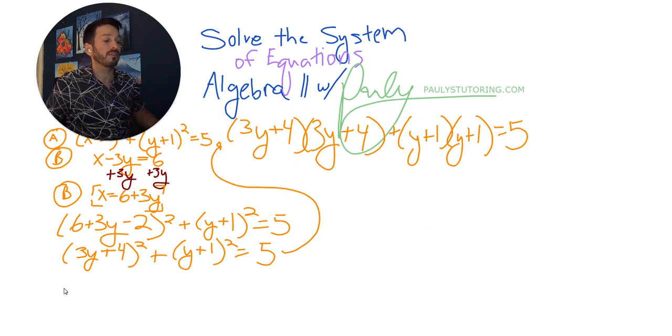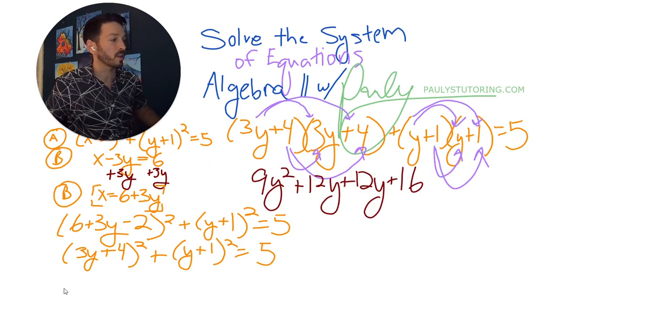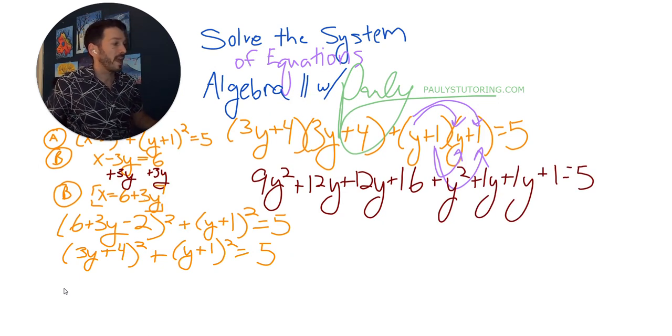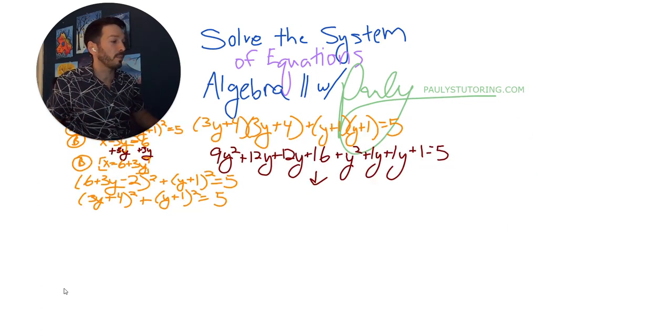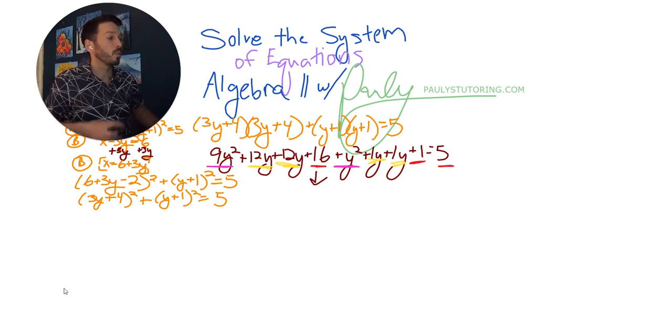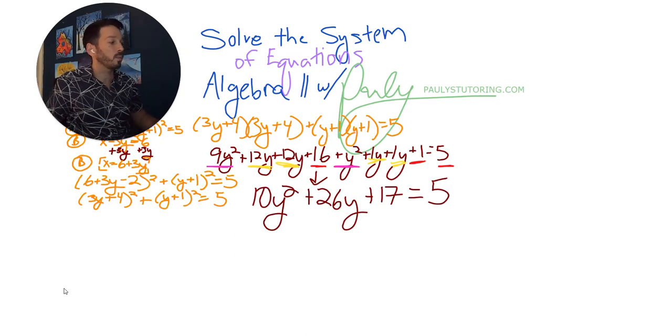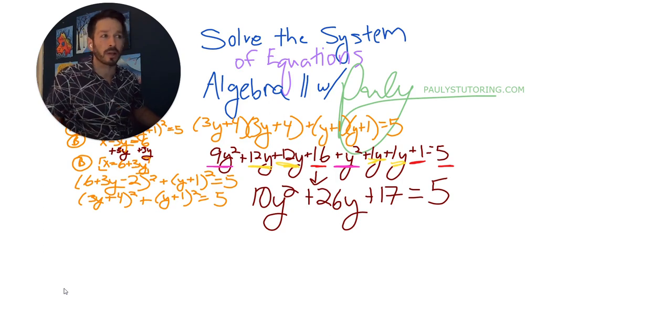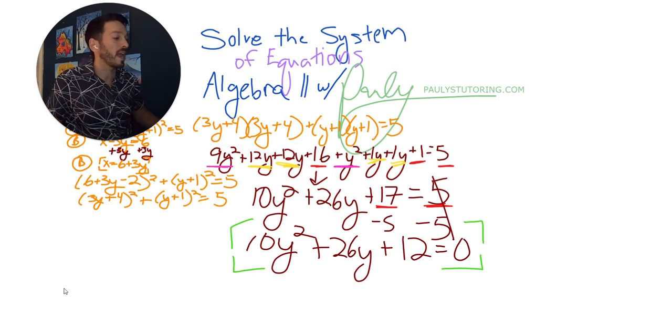And now we have to FOIL and distribute, and it's quite a bit of work. If you don't know what foiling is, go consult a foiling video. A lot of quadratic stuff happening here. At this point, we are just simplifying and combining this into a more simplified quadratic that happens to be in terms of y, because that was convenient for our circumstances. We are combining the like terms in pink and yellow and red, and we get 10y squared plus 26y plus 17 equals 5. We need to set it equal to 0 in order to solve a quadratic. So now we have 10y squared plus 26y plus 12 equals 0.